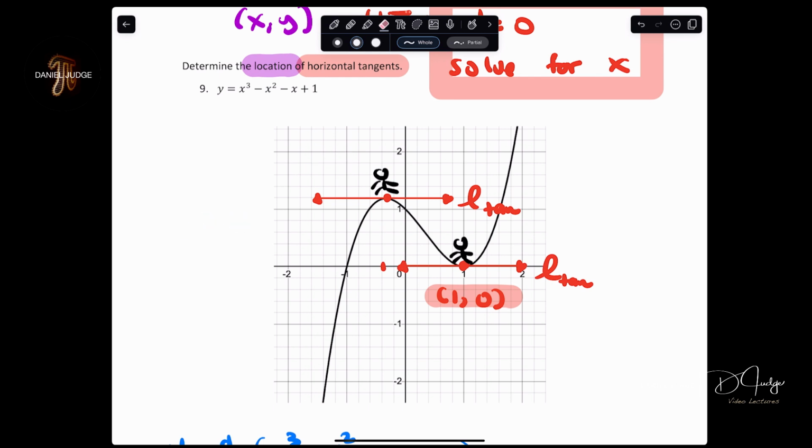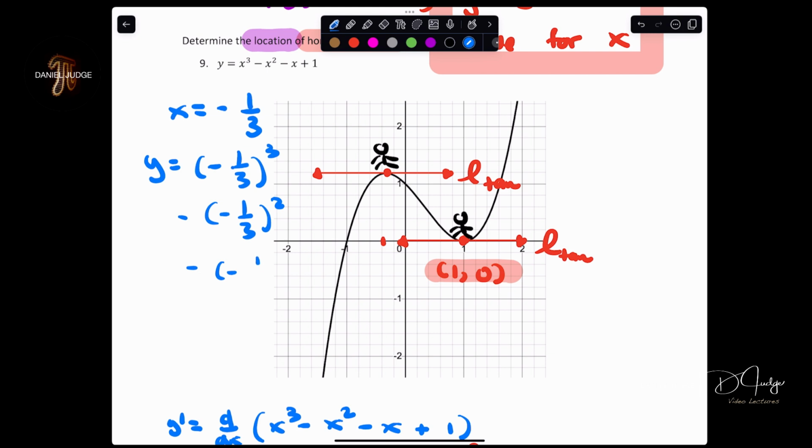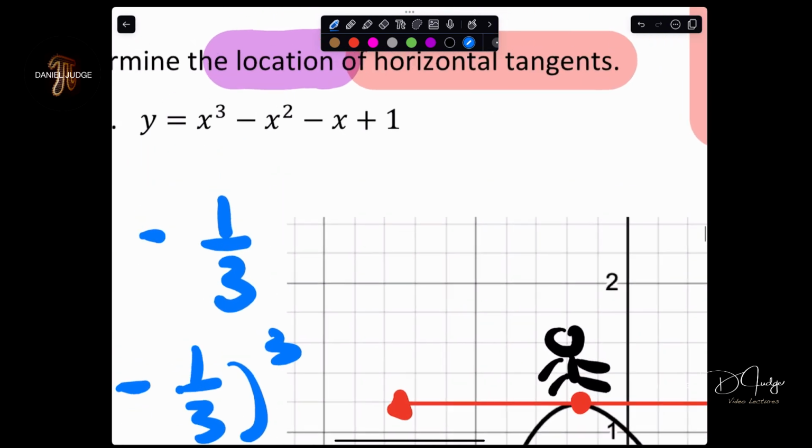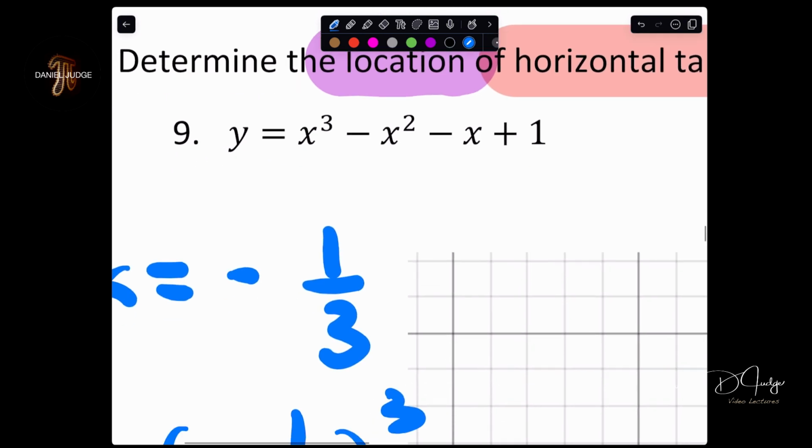And now change your x value to be negative 1/3. So if that's the case, plug this in. We get negative 1/3 cubed. I have to write this vertically. Minus negative 1/3 squared minus the negative 1/3 plus 1. We're plugging in the value of x being negative 1/3 into your equation here.